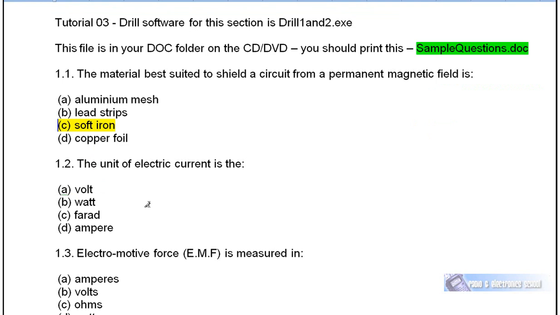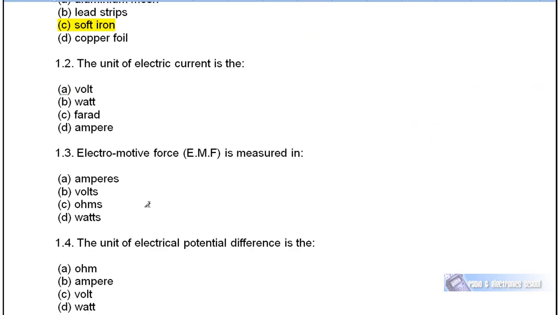The unit of electric current, I think you should have that by now. The unit of electric current is the ampere. The farad is the unit of capacitance. We'll be talking about that later. The watt is the unit of power, and the volt is the unit of electrical pressure.